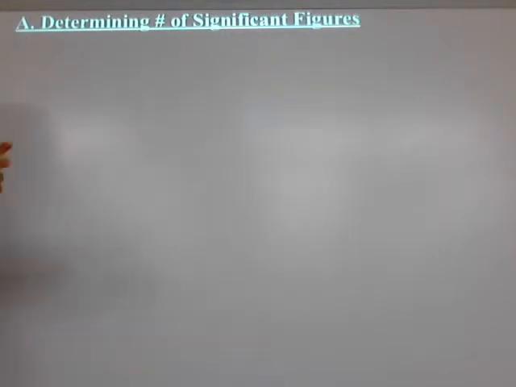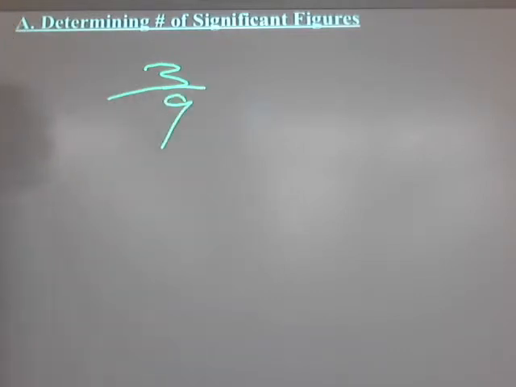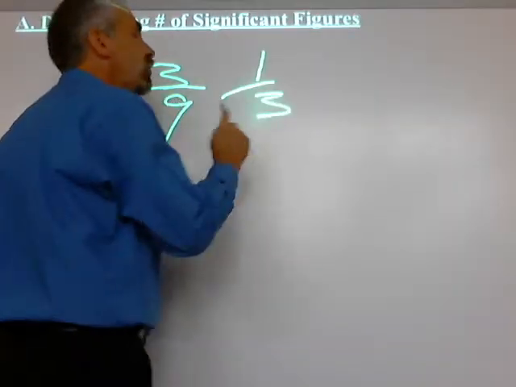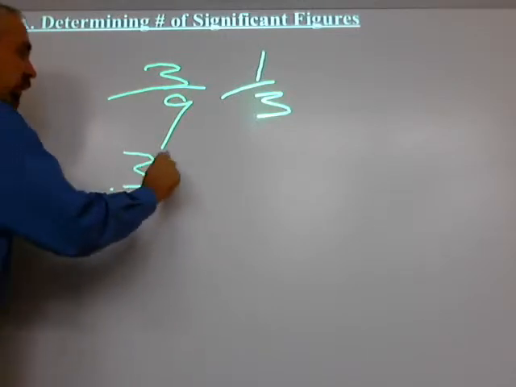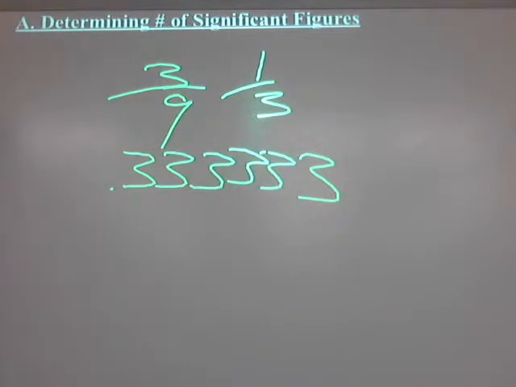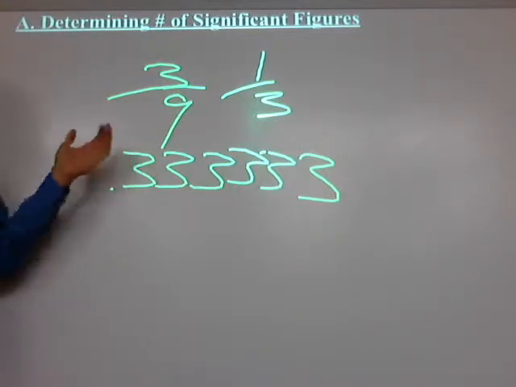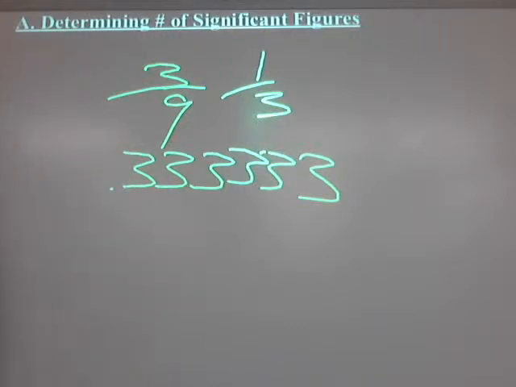All right? You know how you get a problem like, what's going to happen if I divide 3, don't do this, 3 divided by 9? What am I going to get? 1/3, which on my calculator is going to come out to be what? 0.3333333, right? Okay? Now, do you really think there are an infinite number of significant figures in that answer? No. And what has everybody always told you to just do?